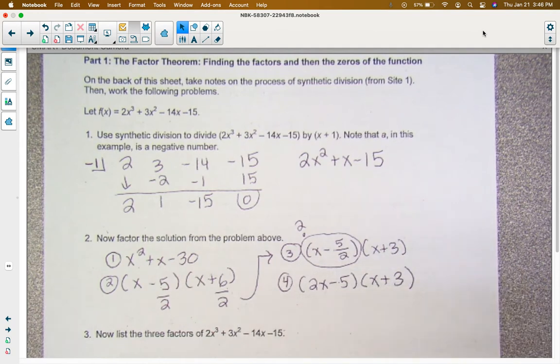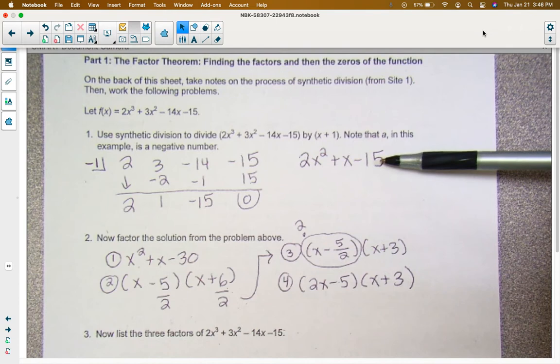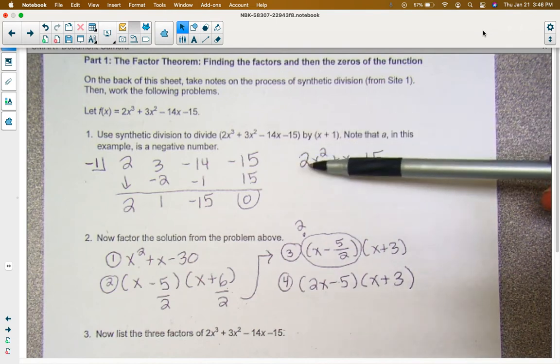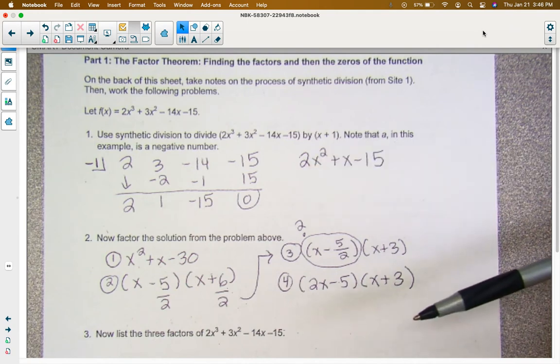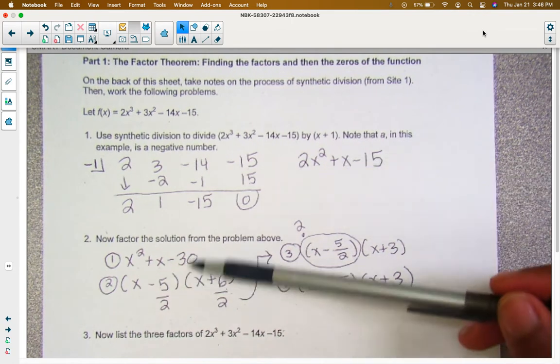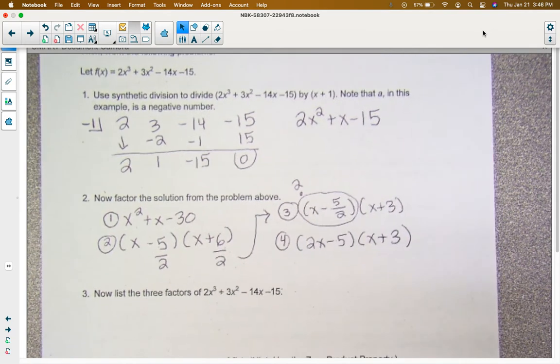So let's recap this step here. Number 2 says, now factor the solution from the problem above. So we took 2x squared plus x minus 15, and we're factoring it. We couldn't just do the parentheses and fill in because I have a different coefficient here. So we were not looking for 2 numbers that multiply to give me this, add to give me this. We had to go through the 4-step method. So now when I factor 2x squared plus x minus 15, it factors into 2x minus 5 and x plus 3.